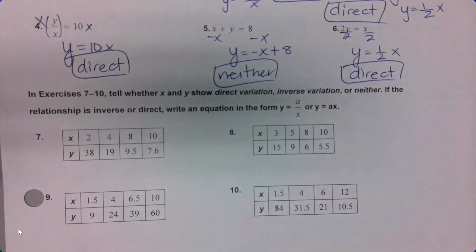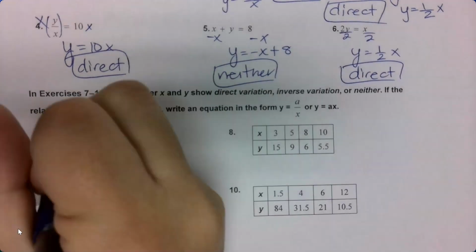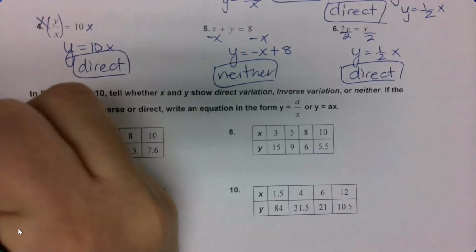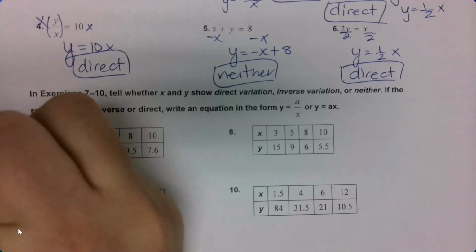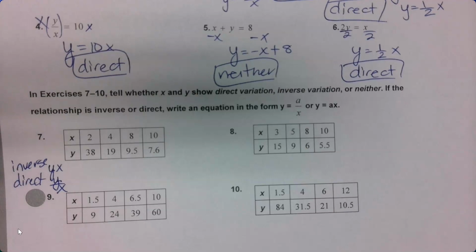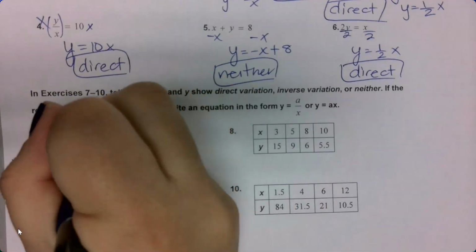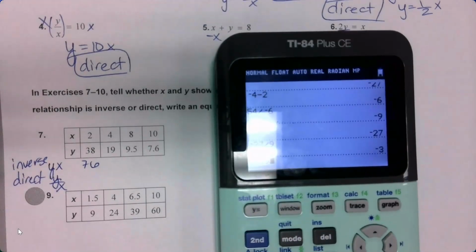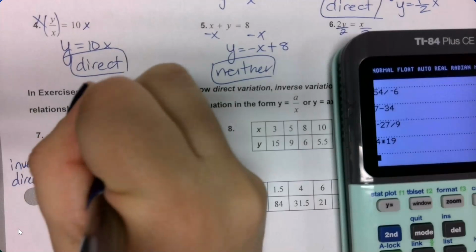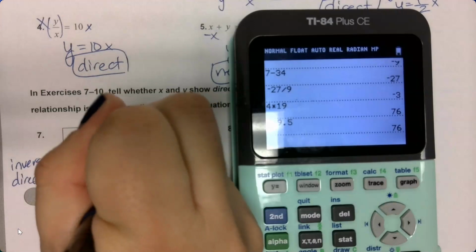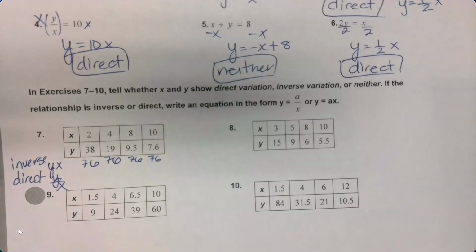These ones want me to show whether they have direct variation, inverse variation, or neither. So I am going to do y times x for inverse. It's opposite of what you think. And then for direct, I'm going to do y divided by x. So I want the same number. Y times x over here gives me 76. I don't know, 4 times 19 gives me 76. 8 times 9.5 gives me 76. And 10 times 7.6 gives me 76. So this one is inverse.